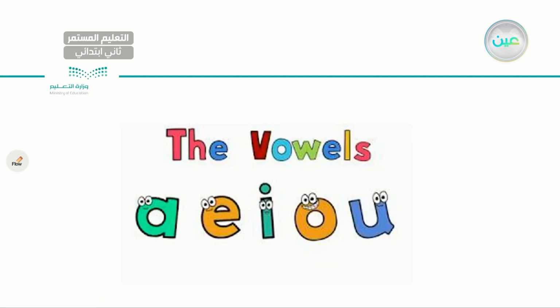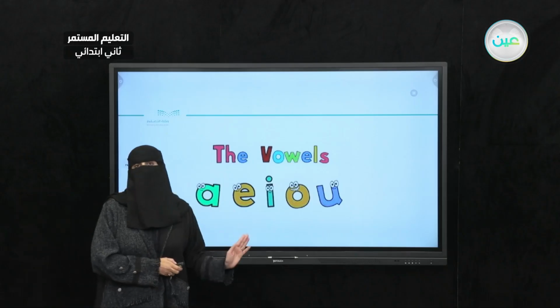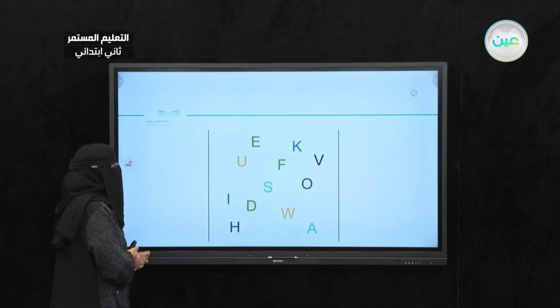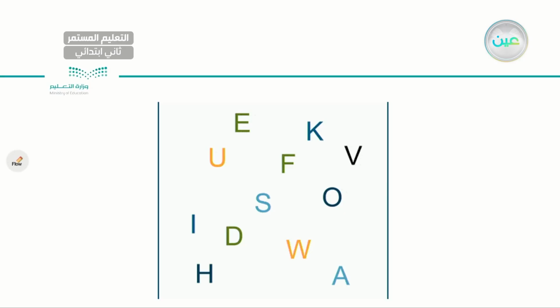Very good, excellent. Now, let's try to introduce the vowels. Vowels are 5 unique letters in our English alphabet. They are A, E, I, O, and U. Okay? These are unique. Now, here, my dear student, I have some letters. I need your help. Try to point at the vowels here.